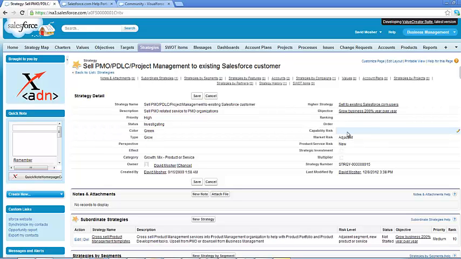Market risk. So is this adjacent to our market, meaning that some of our customers that we worked in the past, maybe we were working with the finance organization and now we want to work with a PMO organization? Well, they're in the same company. So we get an internal reference. That's kind of an adjacent market.